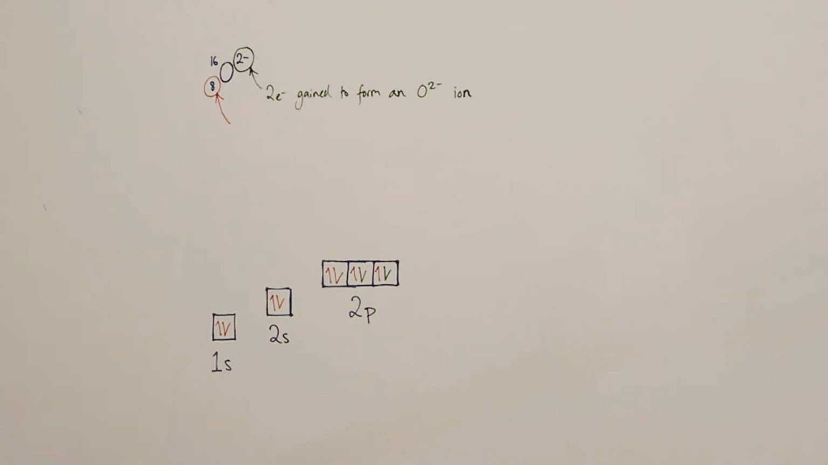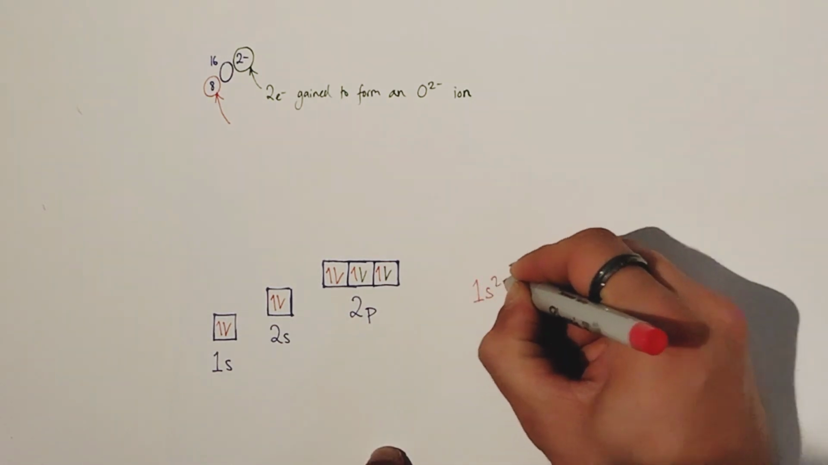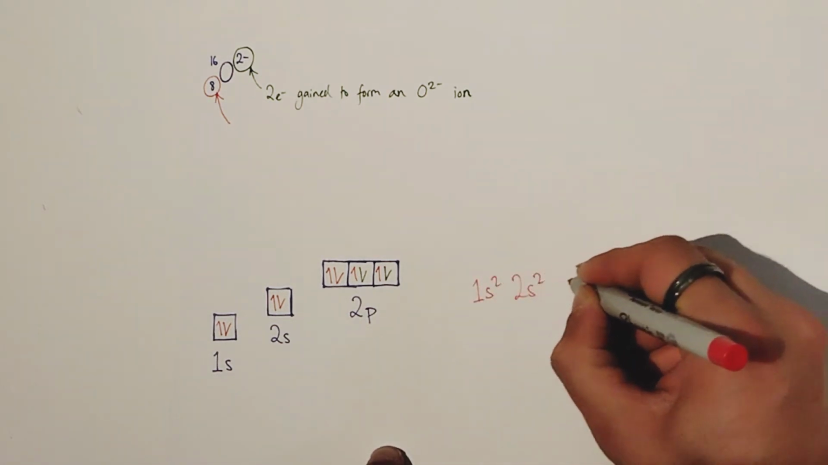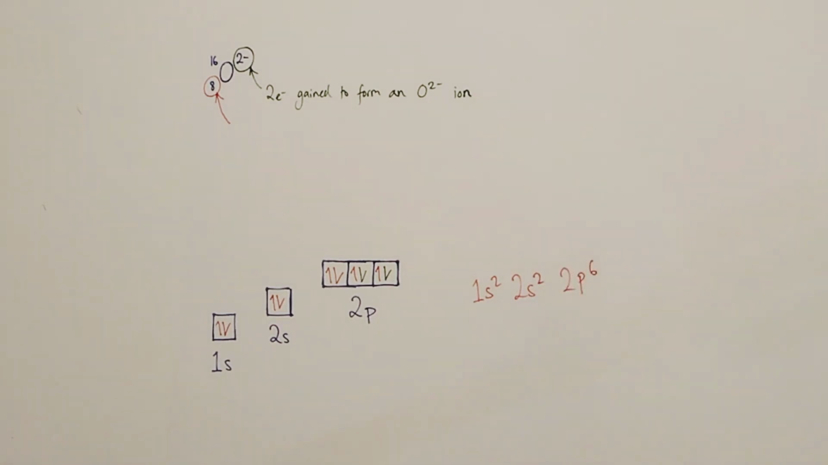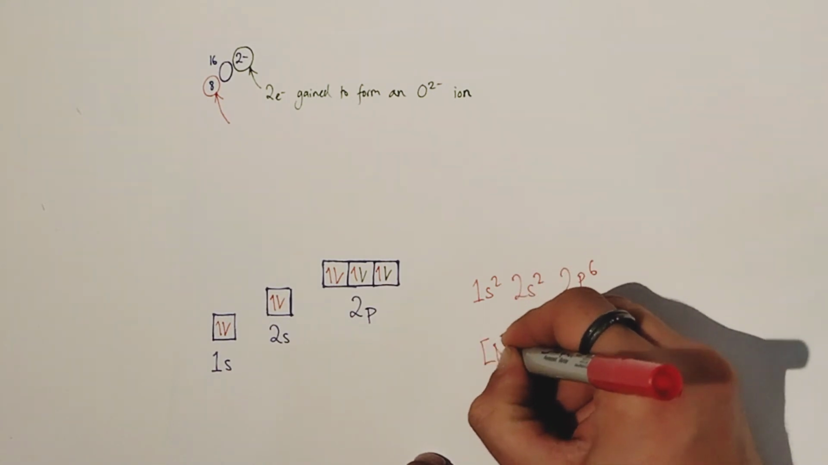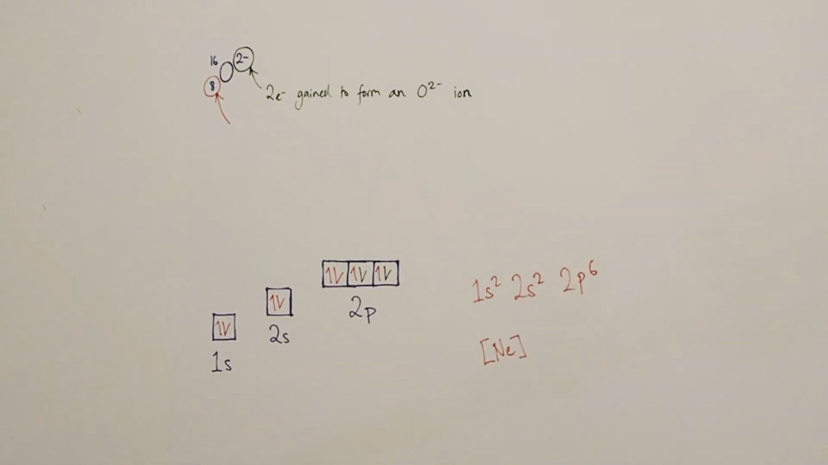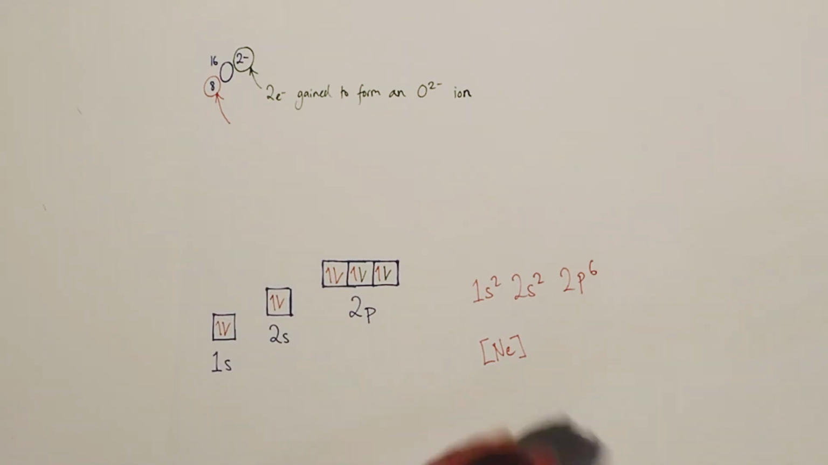So if I write that as a more shorthand version, that would be 1s2, 2s2, 2p6. Okay, so actually that's the same as the electron configuration of a noble gas. That is the same as the electron configuration of neon. So what we're saying here is this oxide ion has an identical electron configuration to the noble gas configuration of neon.